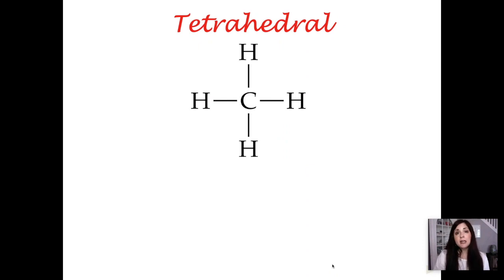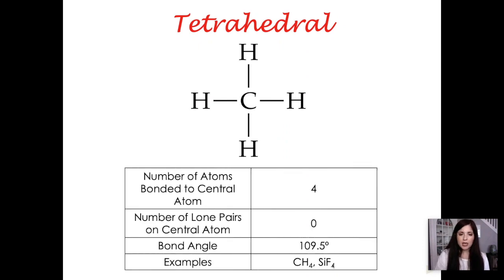Next shape is tetrahedral. And in this case, your central atom, remember it is always the central atom, is bonded to 4 other atoms. So it is 1, 2, 3, 4. And your central atom has no lone pairs. When I have a molecule that has this type of arrangement, we say that this is a tetrahedral shape.